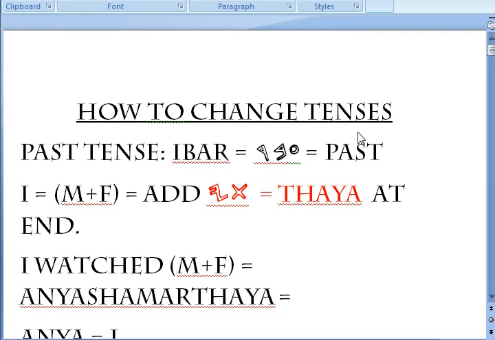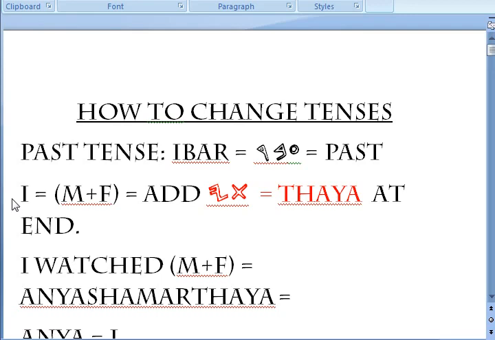So we're going to start off with how to change tenses for the past tense, and we're going to start with the word ibar. The word ibar is what you get the name Eber from, which is where the Hebrew language gets its name. Ibar means past. That's where you get your past tense, and that's the reason the language is called ibar or Eber or Hebrew, because it was a language of the past. It was the holy tongue, the Lashon Kodesh of the past.